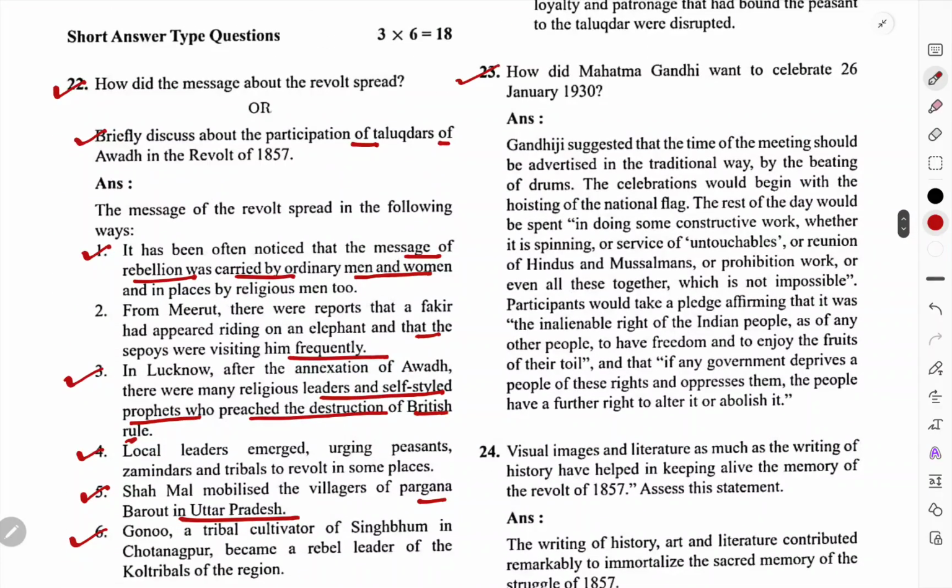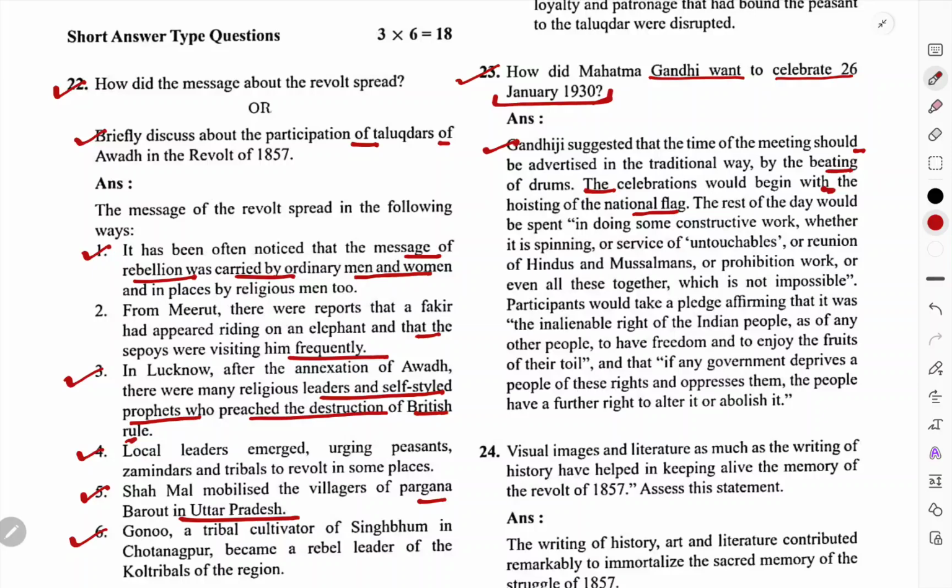How did Mahatma Gandhi want to celebrate the 26th of January 1930? Gandhi suggested that the time of the meeting should be advertised in the traditional way by the beating of drums. The celebrations would begin with the hoisting of the national flag. The rest of the day would be spent doing some constructive work.